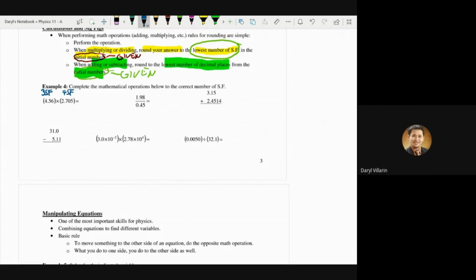So when you multiply this up, you write the answer first, everything: 12.3348. If you write the whole product, it will give you a total of 6 significant figures. However, since you are multiplying, you need to follow the lowest number, which is 3. So therefore, you will only record up to 3. Not 3 decimal places, okay? But 3 significant digits.